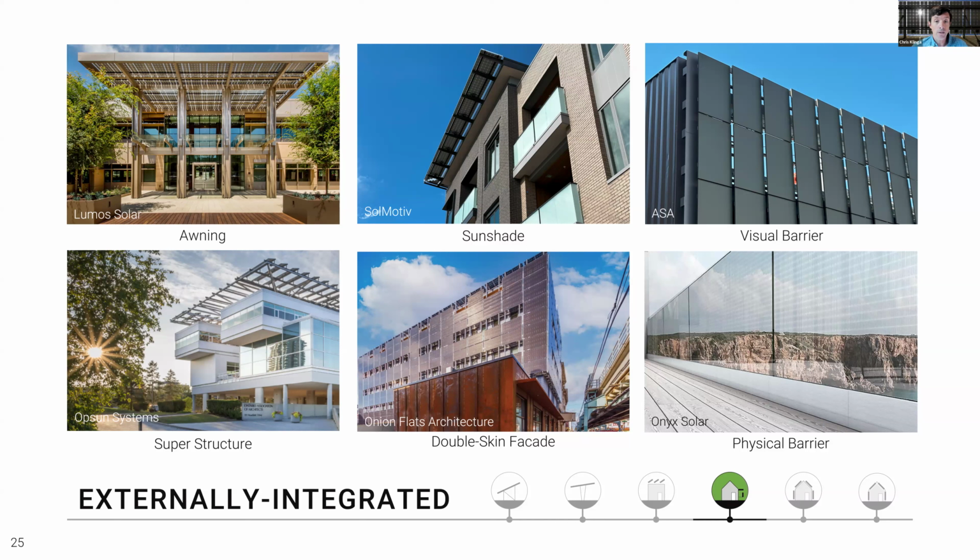Double skin facades consist of an outer layer and an inner layer of glazing, creating an air gap or cavity between them. They offer an opportunity to retrofit aging architecture, as well as being easier to coordinate with the envelope itself. Physical barriers or glass railings are a great way to leverage the benefits of solar as safety glazing.